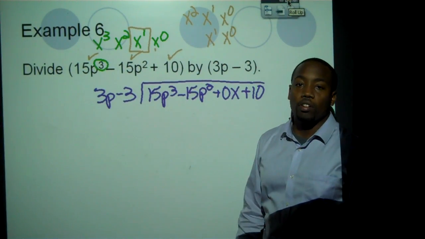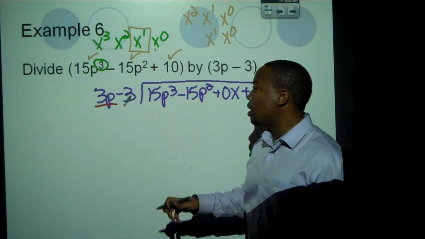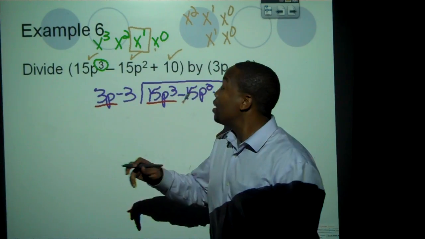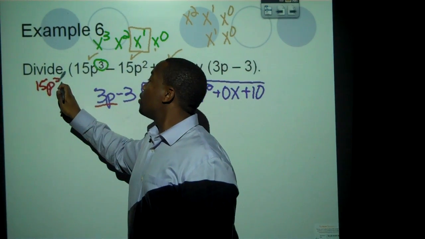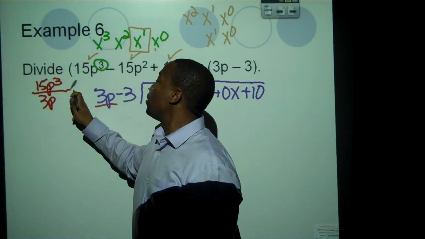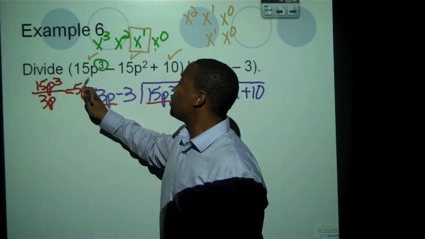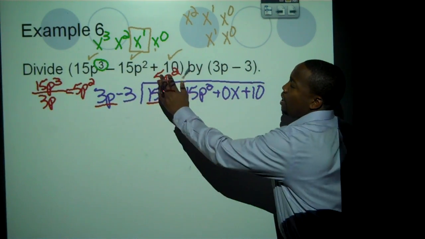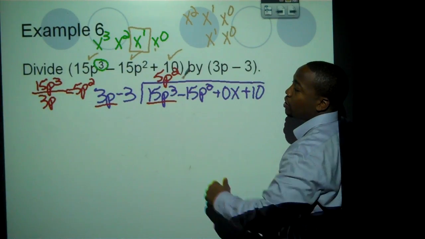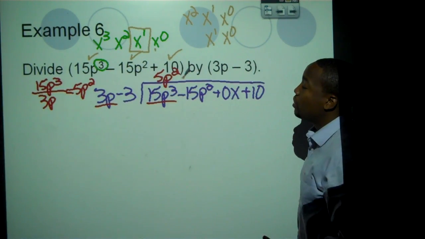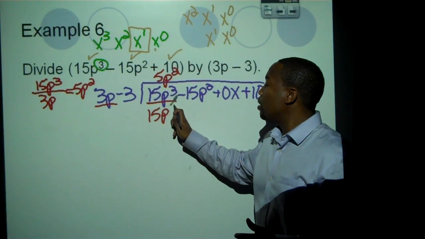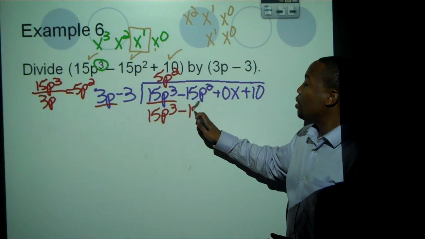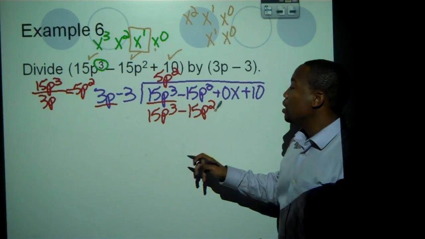So back to the same thing we did before. Same process. How many times does 3p go into 15p to the third? Let's say I don't know. 15p to the third divided by 3p, what do I get? I get 5p squared. Instantly I see that, right? 5p squared. Now 5p squared times 3p gives me my 15p to the third. 5p squared times negative 3 is going to give me a negative 15p squared. What do I got to do?